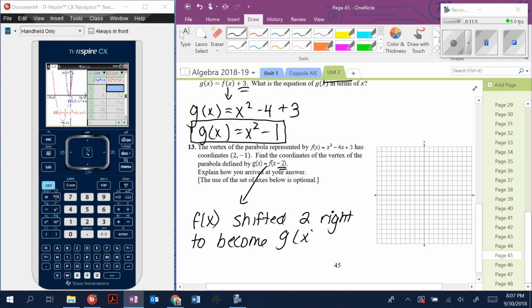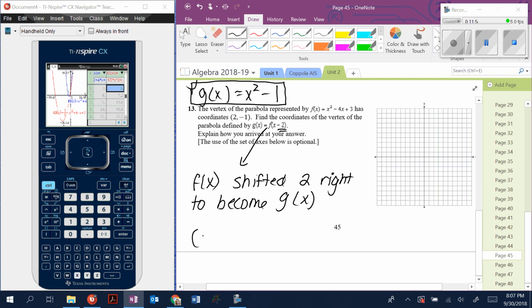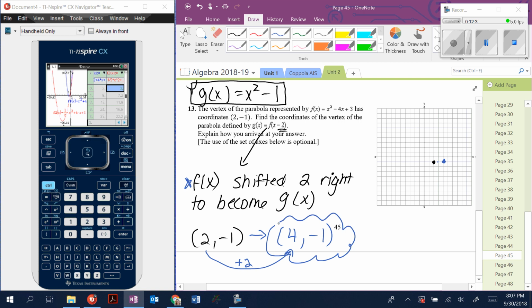So f of x shifted 2 to the right to become g of x. If we look at the point 2, -1, and we're shifting it 2 to the right, maybe this is why I'm going to use the graph paper to show us. So this is the point 2, -1. Let's move that point 2 to the right. 1, 2, it's going to be this point here. It's going to become the point 4, -1. A way that we can show that is if we're moving 2 to the right, we add 2 there. So f of x shifted 2 to the right to become g of x. There is the new beautiful point.